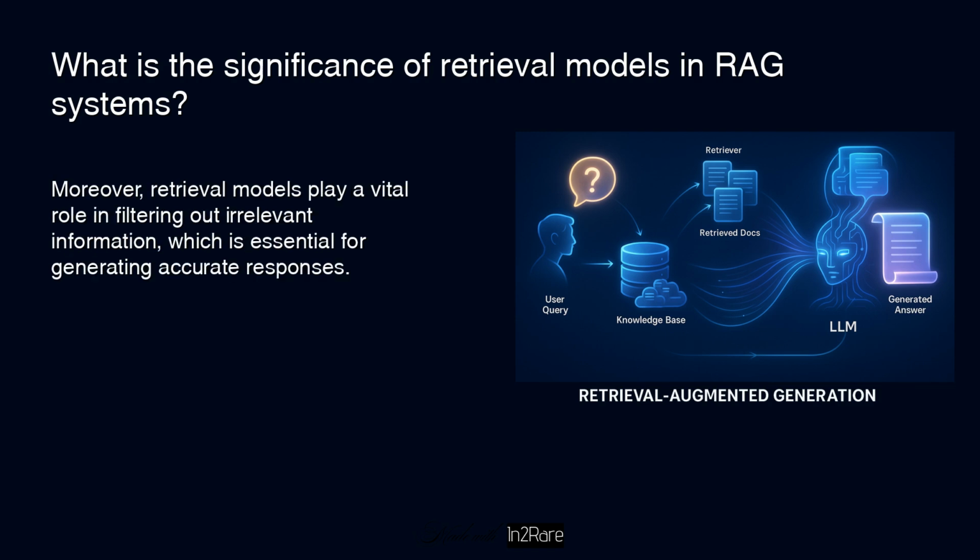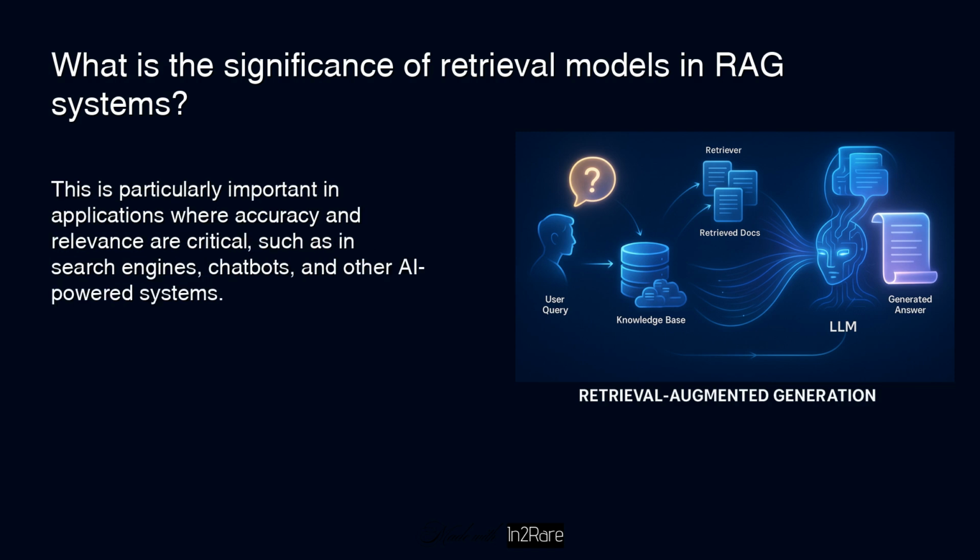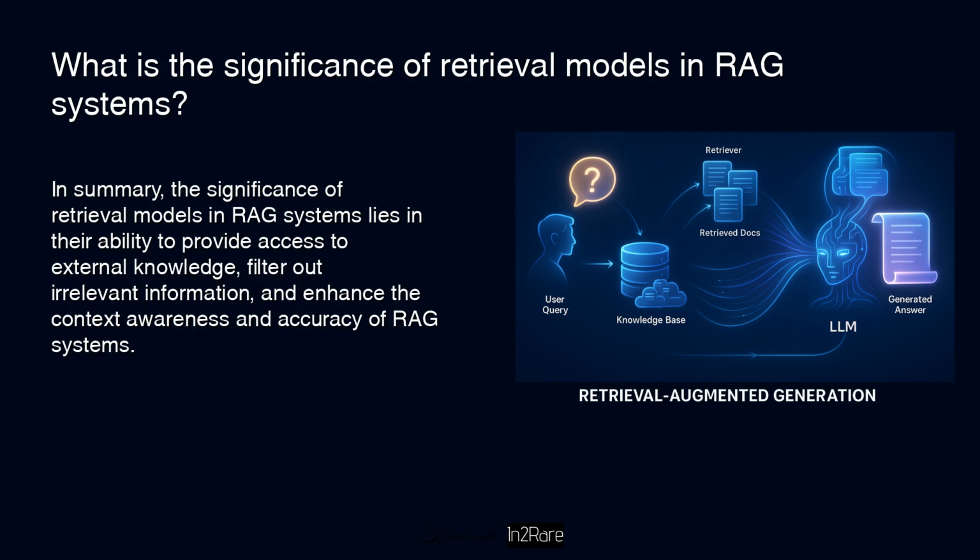Moreover, retrieval models play a vital role in filtering out irrelevant information, which is essential for generating accurate responses. By retrieving only the most relevant documents, RAG systems can focus on generating responses that are more accurate and informative. This is particularly important in applications where accuracy and relevance are critical, such as in search engines, chatbots, and other AI-powered systems.